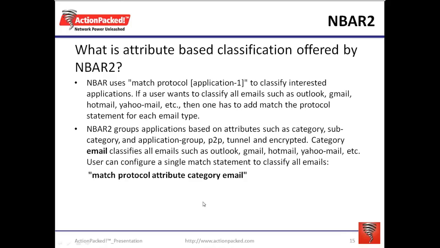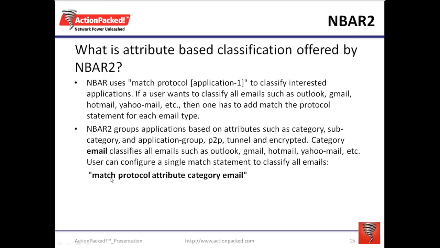Now with NBAR2, we have groups, and the groups are categorized into subcategories as application groups, peer-to-peer, tunnel, and encrypted. So I can actually classify now with groups. So category email classifies all the emails such as Outlook, Gmail, Hotmail, Yahoo Mail together. So look at the match statement today is that I can do a match protocol attribute category email and be matching automatically to Outlook, Gmail, Hotmail, Yahoo Mail, etc.